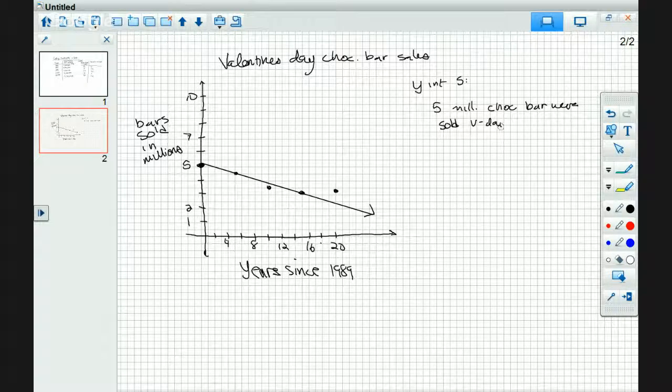Valentine's Day, 1989. That is explaining in context. That's what that means. Explain meaning in context. You'll see that today, tomorrow, on the test for the rest of the year. And you take the numbers, use them.